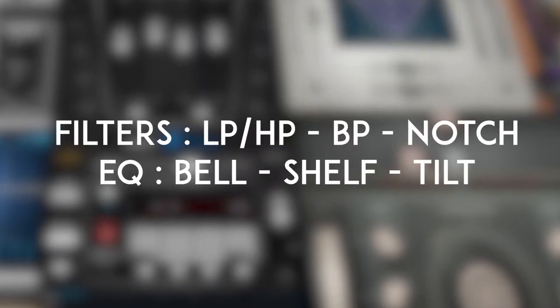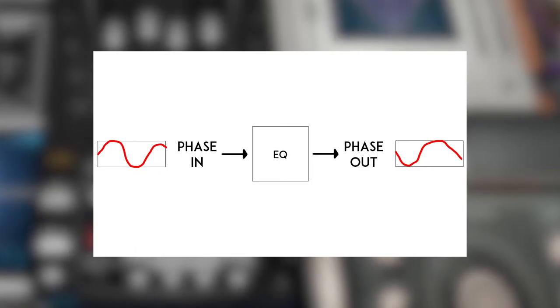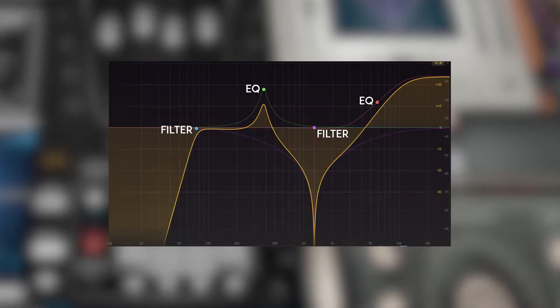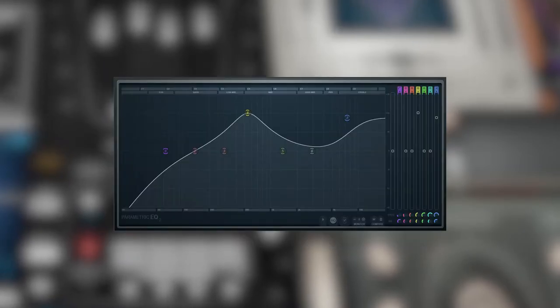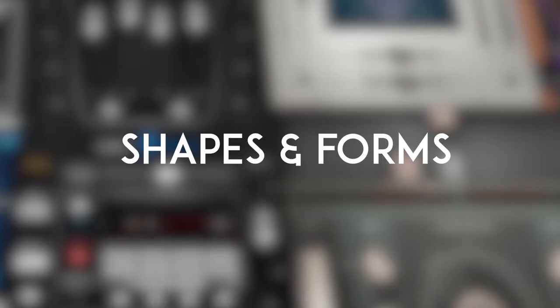They both come in different shapes and forms. They both alter the phase of the signal in most situations. Don't worry about this yet though, we'll explain more about this later. And they are both generally combined these days in plugins like ProQ, FL Studio's Parametric EQ, Logic's Equalizer, and many more. So, what are the different shapes and forms in which filters and EQs can be used?